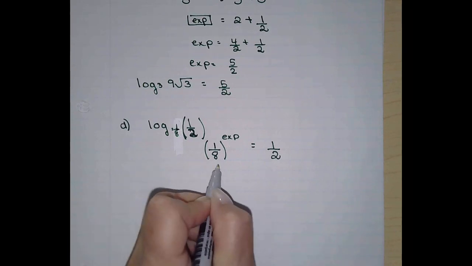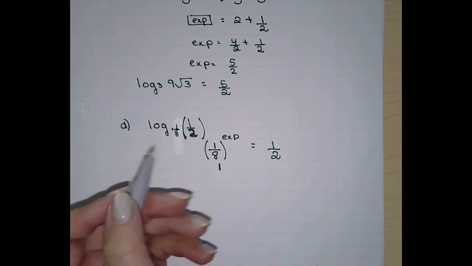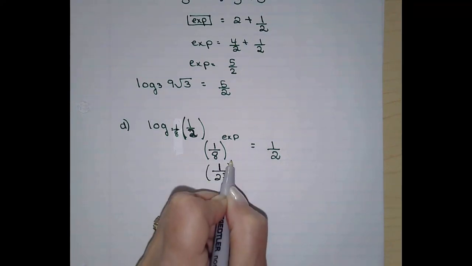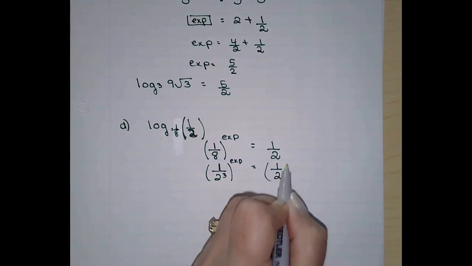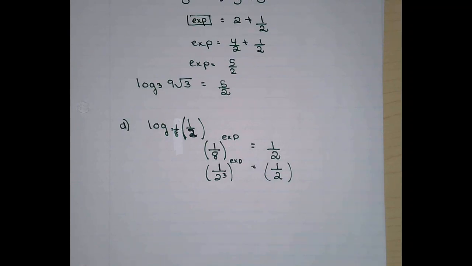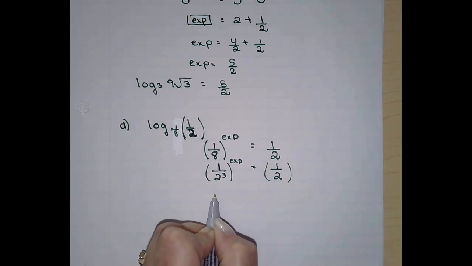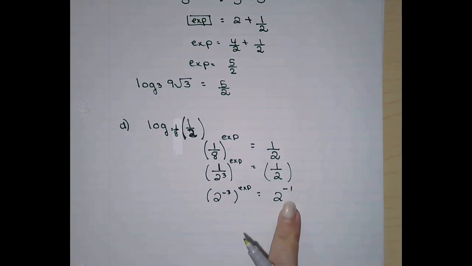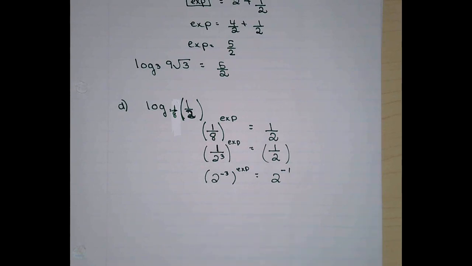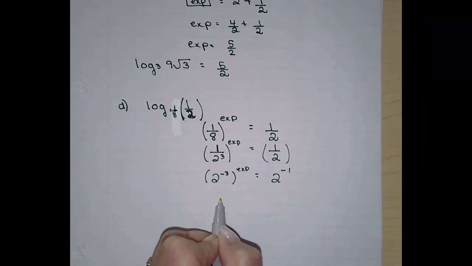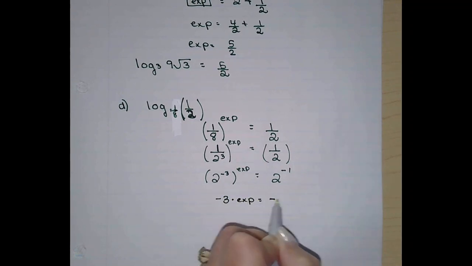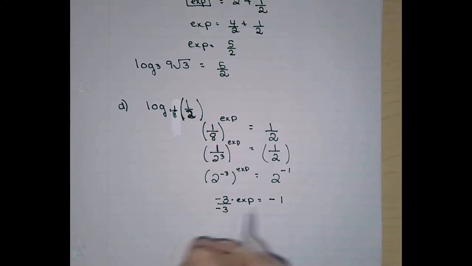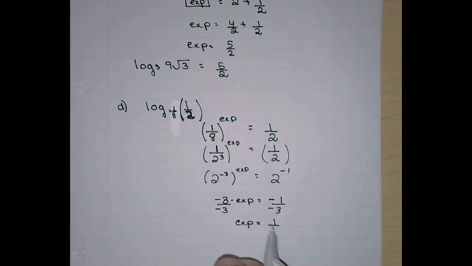Okay, so then recognize what 1/8 is. That's 1 over 2 cubed, right, 1/2. You can leave it there, because now your bases are the same, right? Or if you want, you can switch it to 2 to the negative 3, right, times some exponent is equal to 2 to the negative 1. Either way will work, but if you guys can get away from fractions, that's generally a good thing, right? So then bases are the same. So I have negative 3 times some exponent is equal to negative 1. So therefore, my exponent had to be 1/3.